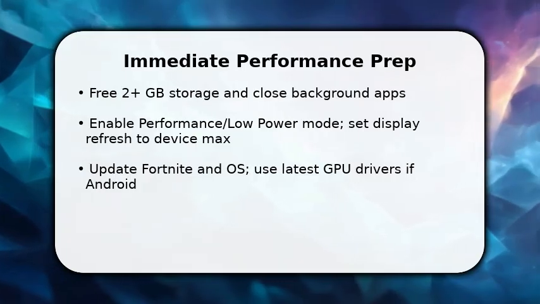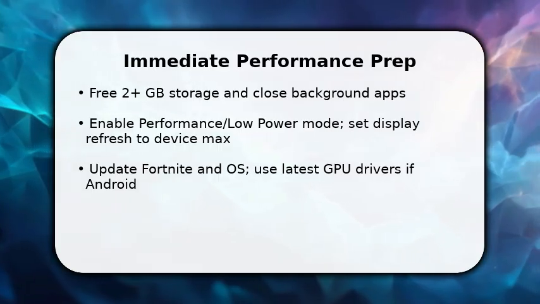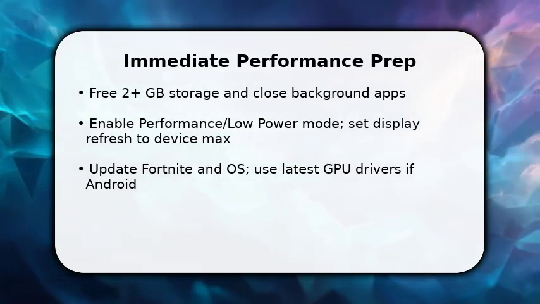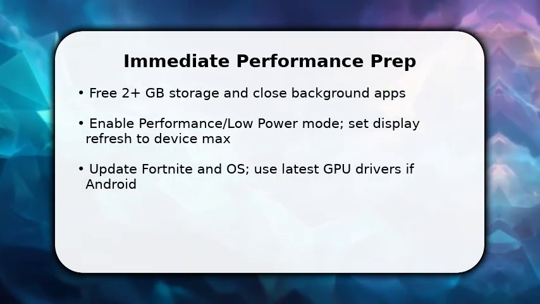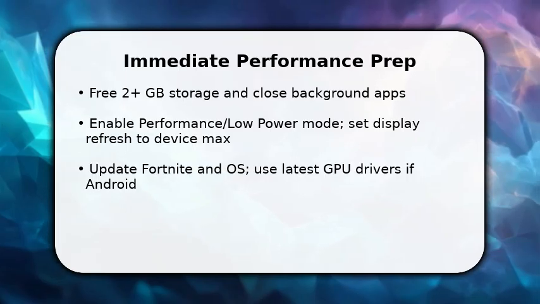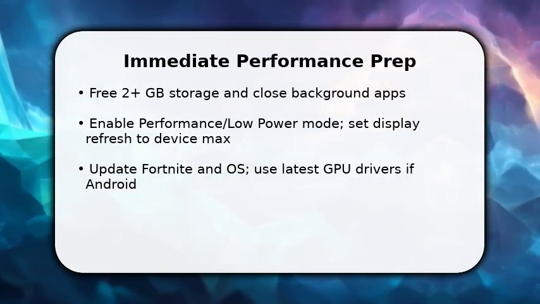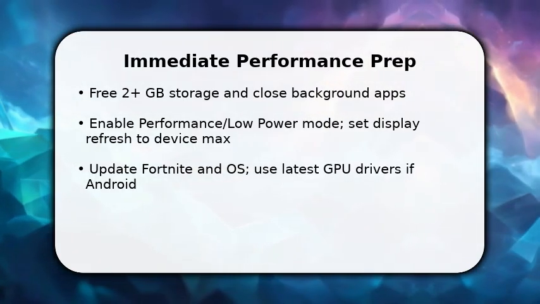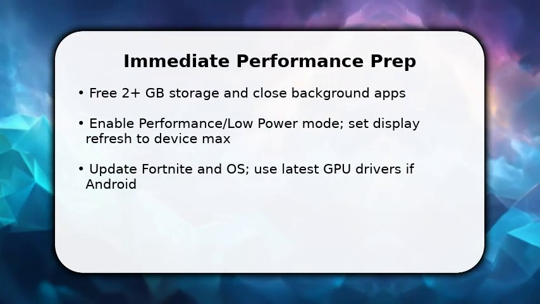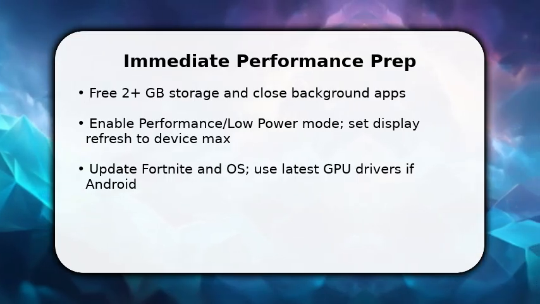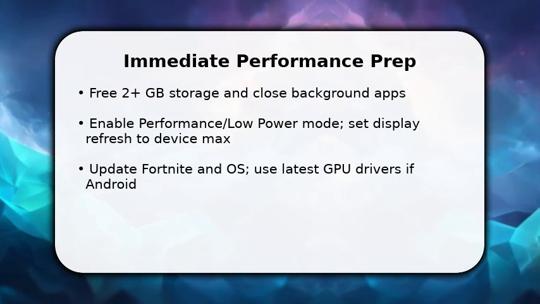You start by removing bottlenecks. Free at least 2 gigabytes of storage and force close background apps so RAM is available. Once done, enable your phone's performance profile and set the display refresh to the device maximum for smoother frames. Make sure Fortnite and your operating system are updated to get rendering and latency fixes. These steps reduce microstutters and CPU contention immediately, so the game can use full resources rather than fighting other processes.